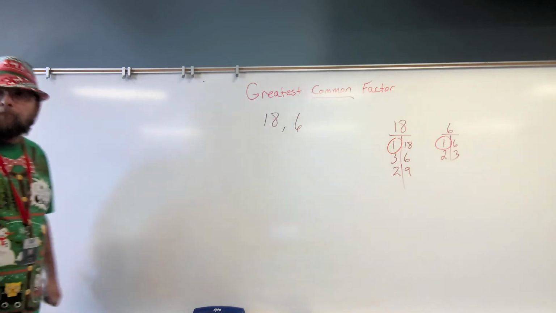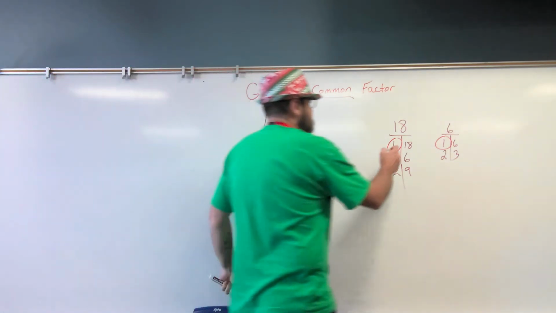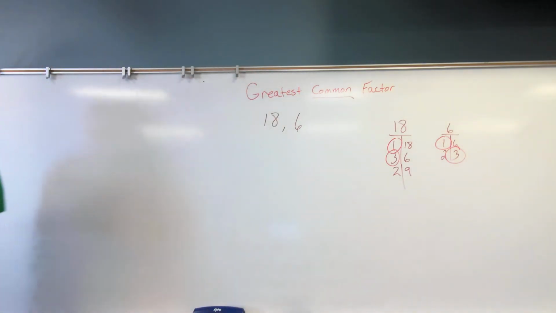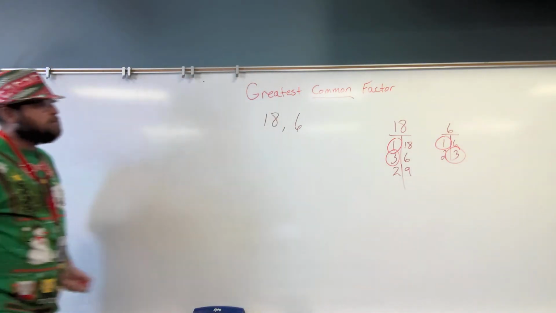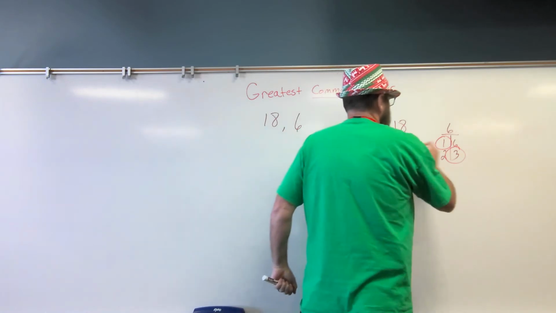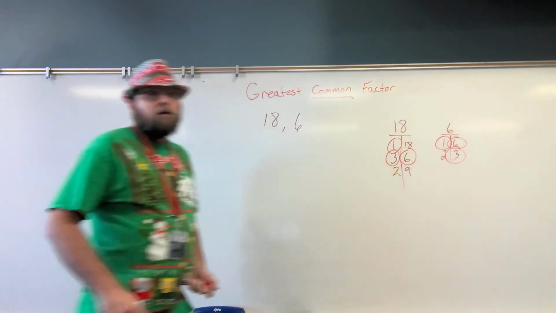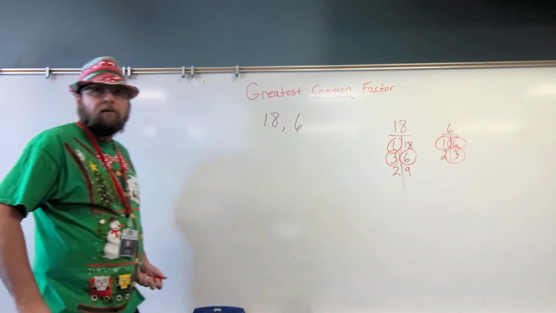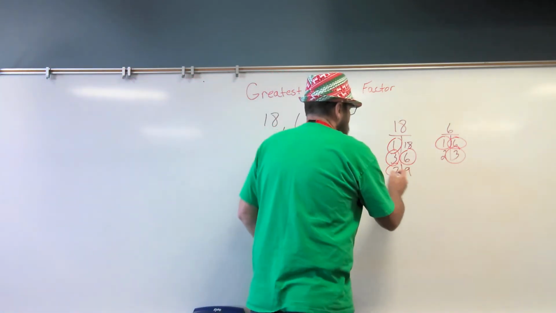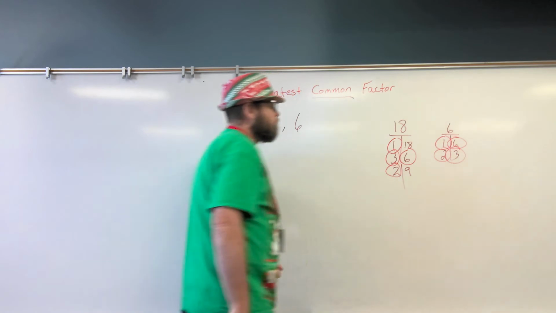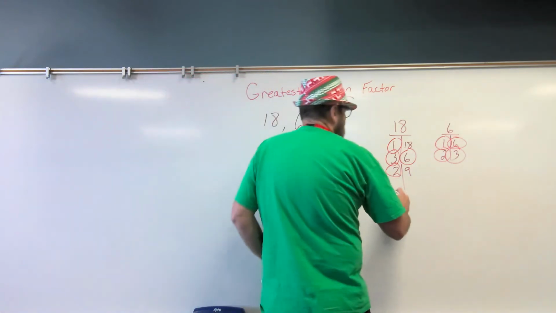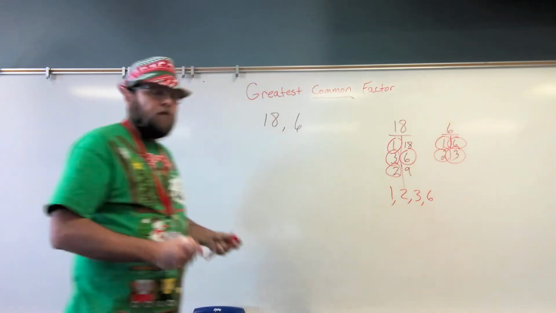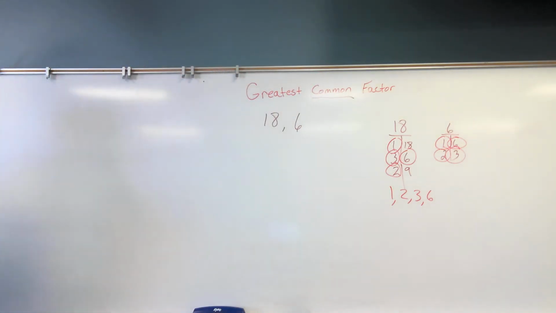What else do they have in common? Eli K. 3s. They have 3s in common. 2. Maddie D. 6. 6 in common. They have 2 in common. So what they have in common is 1, 2, 3, and 6. These are our common factors.